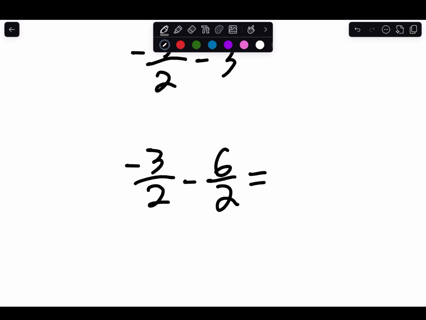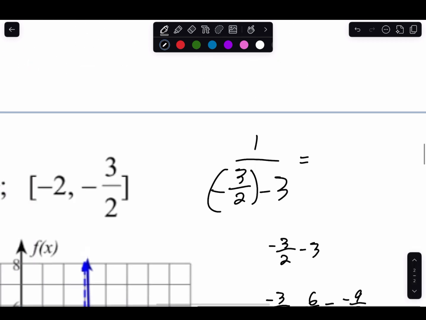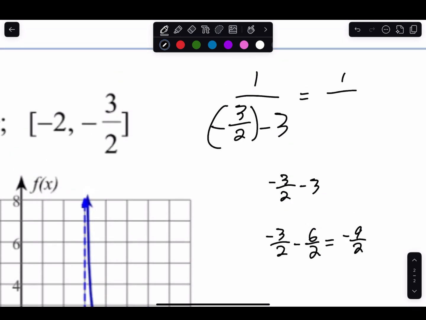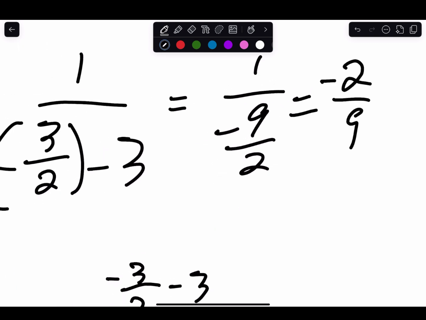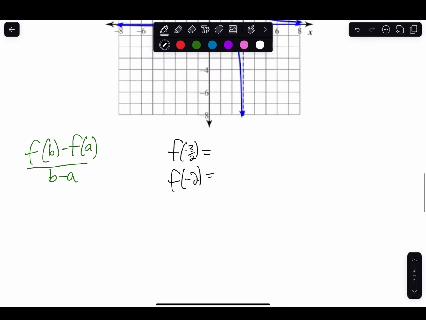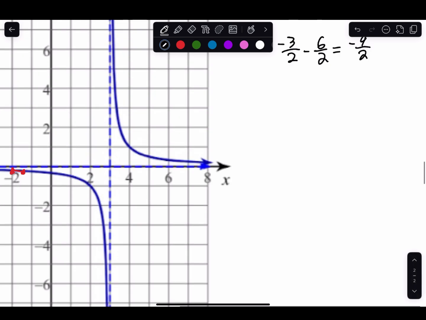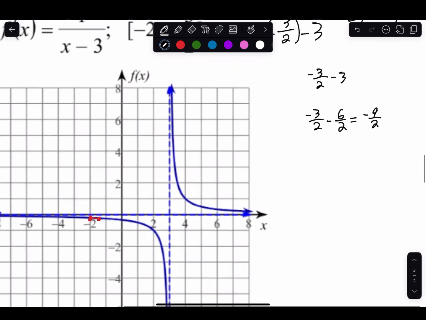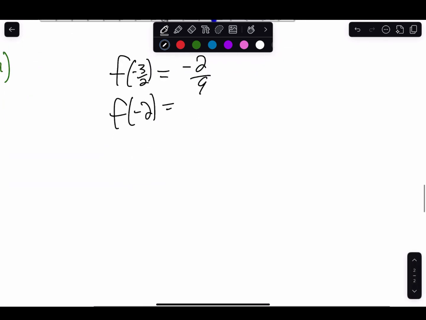And now you're just going to subtract that -3 minus 6 is -9. And then the 2, you don't really subtract that since it's a fraction. And that's what you're going to get in the numerator. So this is going to be 1 over -9 over 2. And that's just the reciprocal. So that's just going to be 2 over 9, -2 over 9. And so that's your f of -3 over 2. For f of -2, it's a little bit easier since you don't have the fraction, but 1 over -2 minus 3 equals, just do that in your head, -1 over 5.